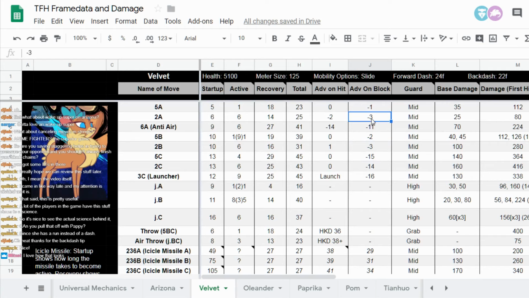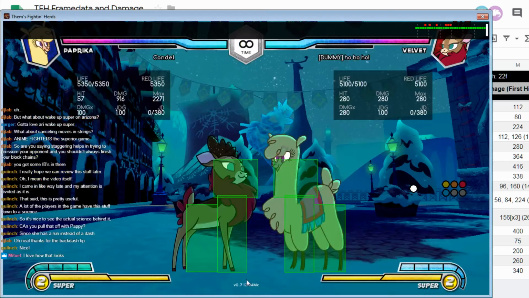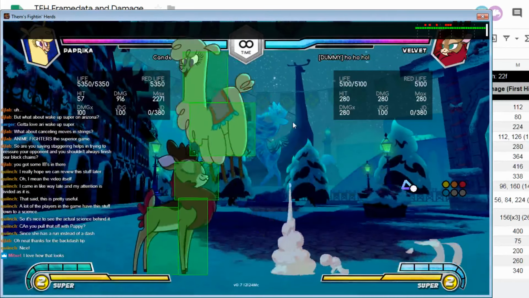And then once again, instant block changes the whole thing, but that's another story. Minus one moves are the only moves that are technically safe against instant block, because minus two becomes minus five, and that complicates things.